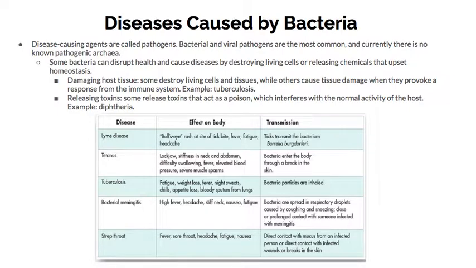Some bacteria can disrupt health and cause diseases by destroying living cells or releasing chemicals that upset homeostasis. Basically, there are two ways in which they do that. They can damage host tissue or they can release toxins. If they damage the host tissue, it can cause tissue damage when they provoke a response from the immune system. Some can release toxins that can act as poison, which interferes with the normal activity of the host. And down here is a table of a few different bacterial pathogens.